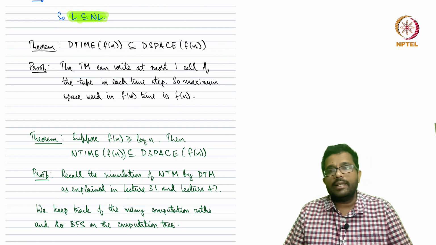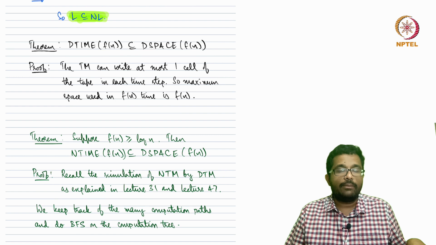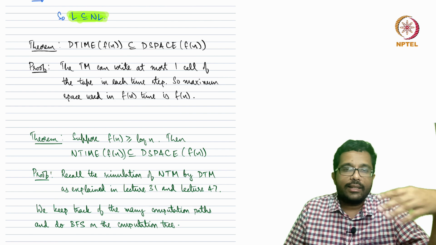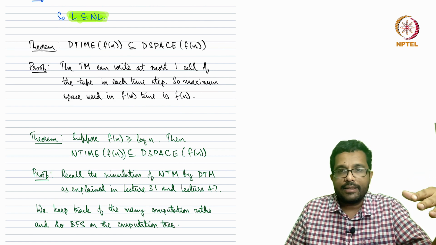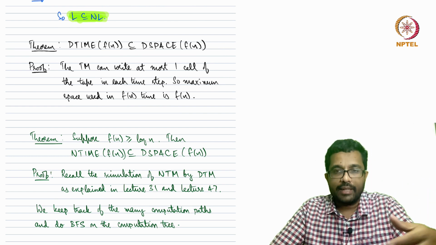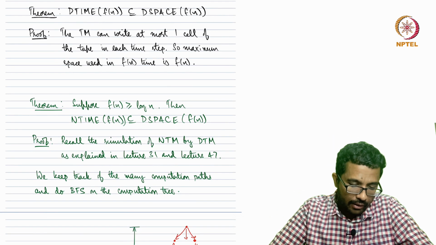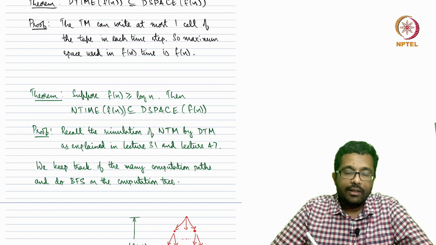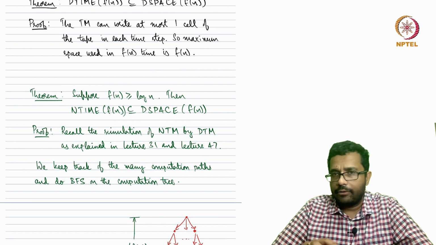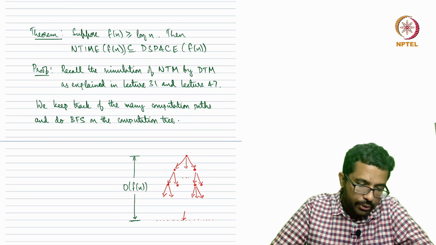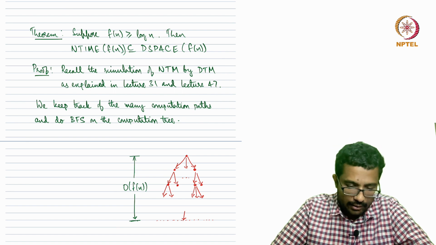If you remember, we simulated a non-deterministic time-bounded Turing machine by a deterministic time-bounded Turing machine, right? In lecture 31, while studying computability, we saw the simulation, and in lecture 47, when we studied time complexity, we actually calculated how much time it takes, right? So if you remember, we said that anything that can be done in non-deterministic time f requires deterministic time 2 to the power order f or something like that, right? So let's just revisit that. The same approach works here. So what was the approach?